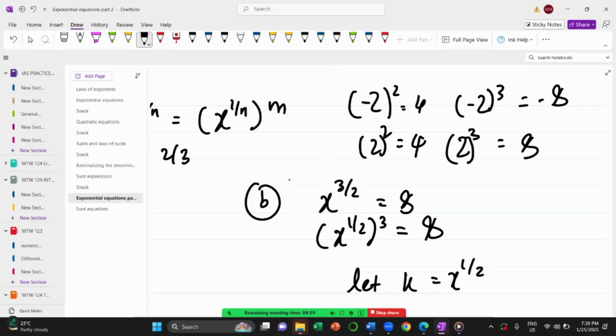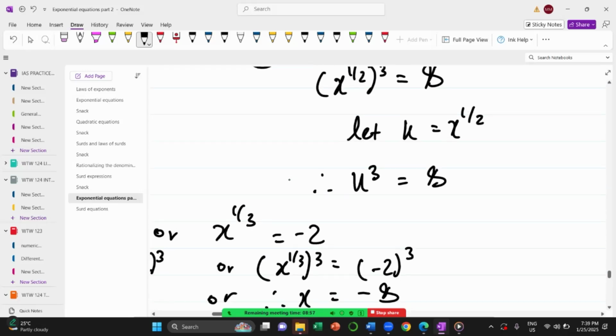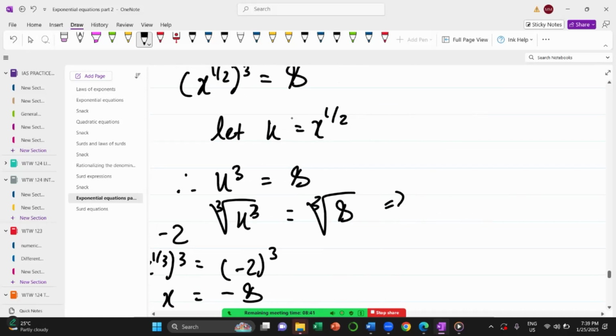Fine. So now let's take the cube root on both sides. We're going to have cube root of k cubed equal to cube root of 8. So cube root of k cubed is just going to be k. k equals cube root of 8, which is just equal to positive 2. Are you guys okay?